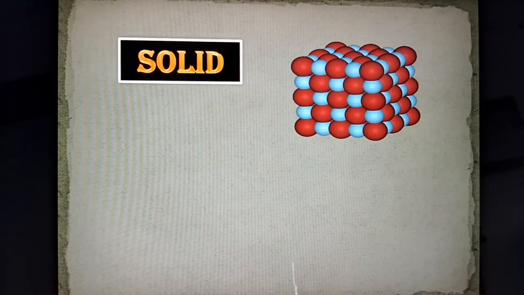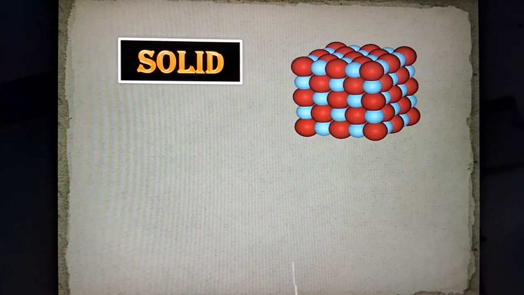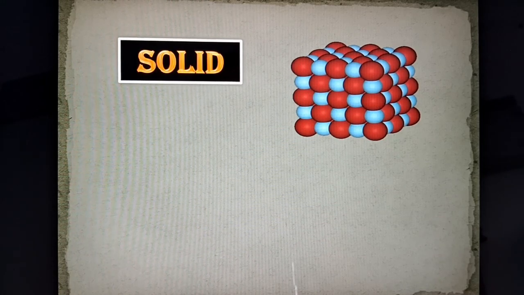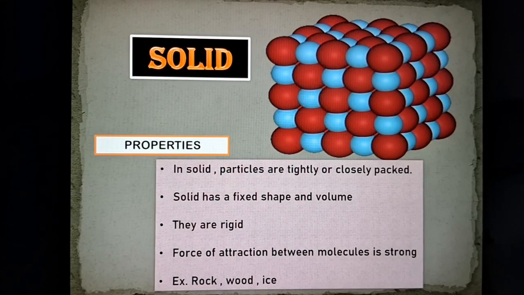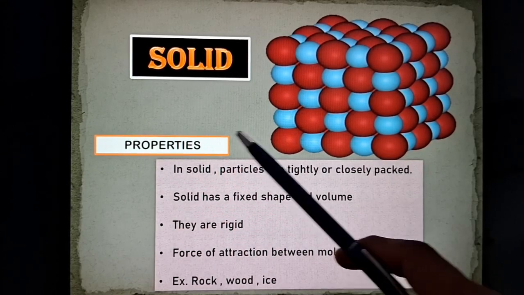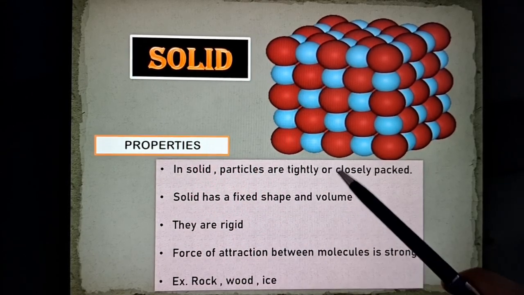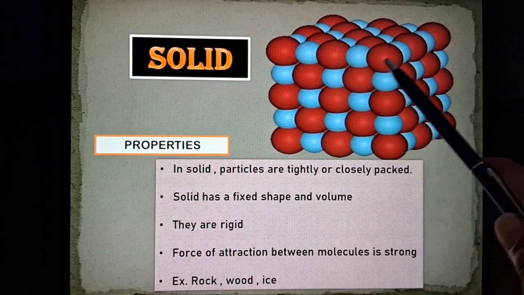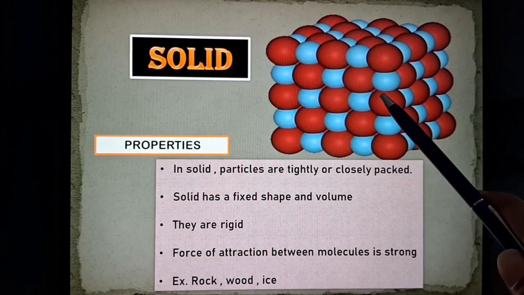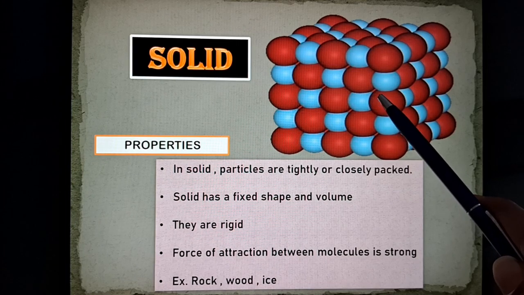First is solid. You can see in the picture, it is the molecular structure of a solid. Now let's discuss the properties of a solid. The first property of a solid is that the particles are tightly or closely packed. You see in the picture each and every molecule of the solid is very closely packed with the others.